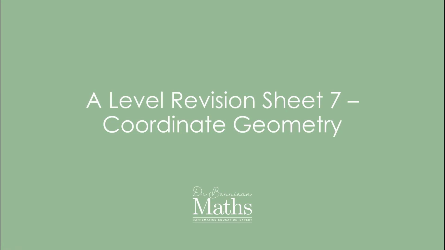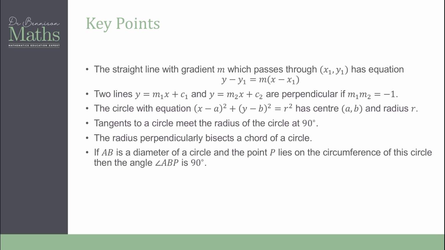Welcome to A-Level Revision Sheet 7. This one's on coordinate geometry, so circles and straight lines. I've got 2 examples, and then there are 6 questions on the sheet, and then obviously the extra exam questions to do as well. So let's make a start with looking at the key points.